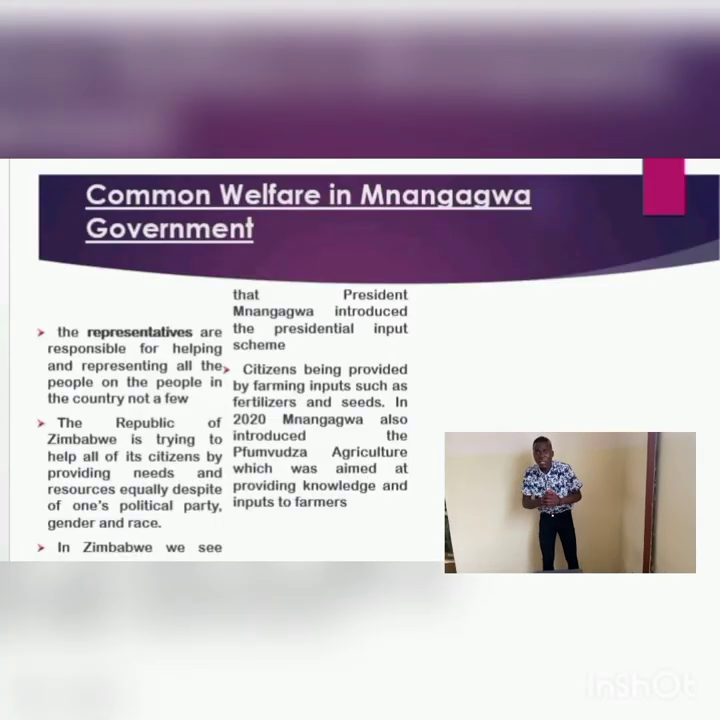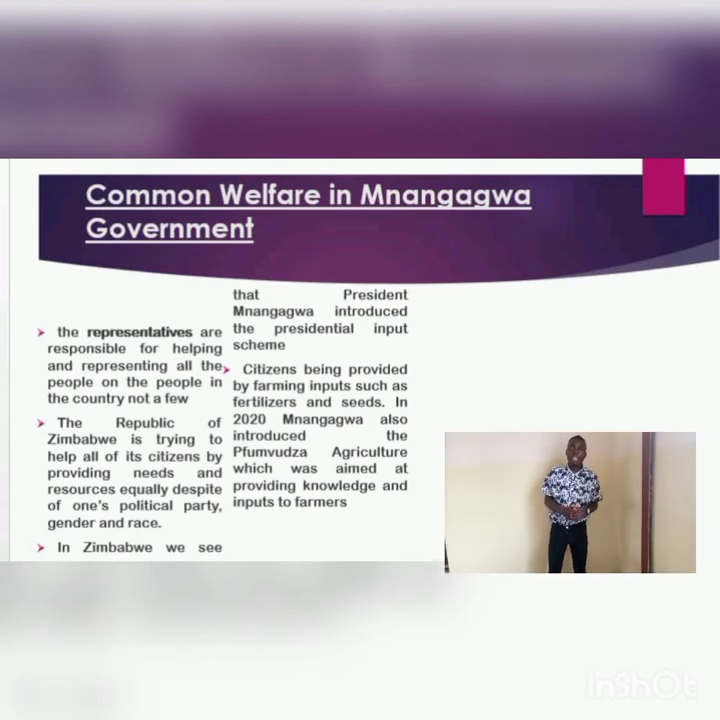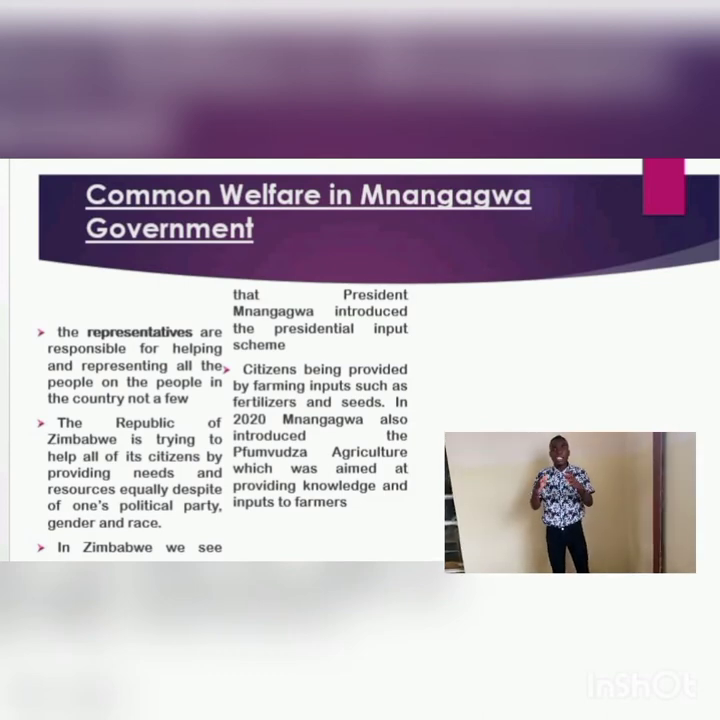Right. The second point is common welfare. Common welfare is another characteristic of a republic government. In a republic government, there is common welfare. Common welfare is whereby the government does not choose to help a selected group of people. It is there to help all the people in a country. For example, the government of Mnangagwa is helping every citizen that is found in the country, despite of gender, despite of one's political party, despite of one's race.